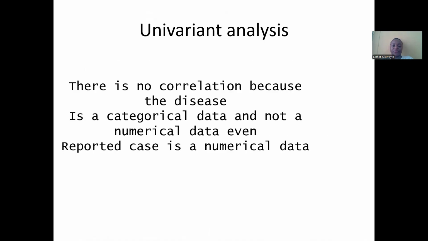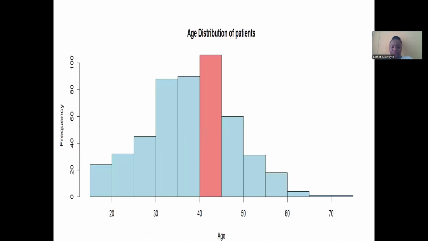So this is the first analysis I did. In this analysis, I was trying to check if there's a relationship between the disease and the reported case. Mind you, the disease is categorical data and the reported case is numerical data. So we cannot use correlation. Correlation exists when there are two or more numerical data involved. Here we have one categorical and one numerical data, so there was no correlation.